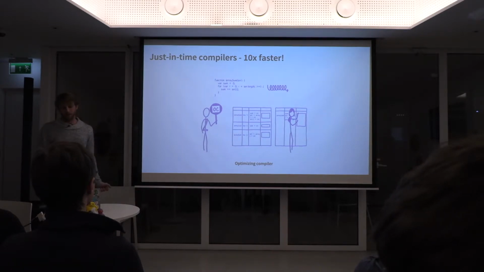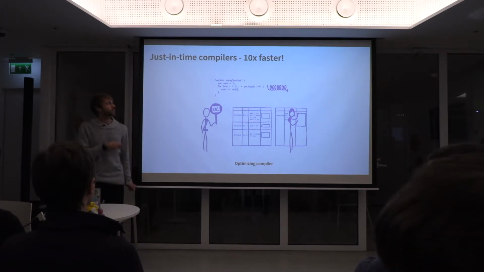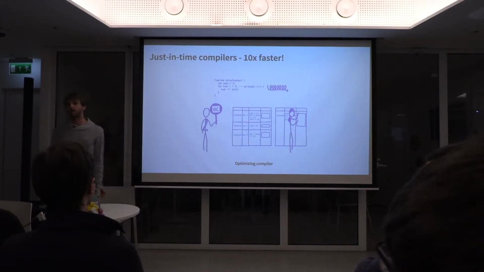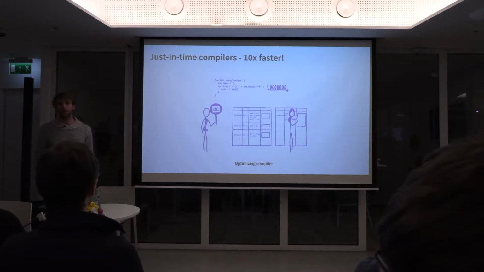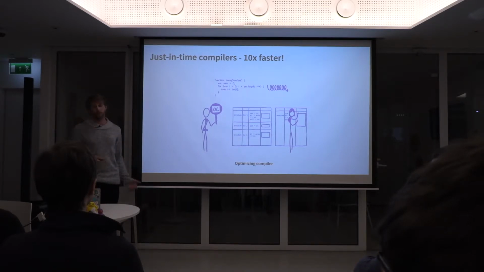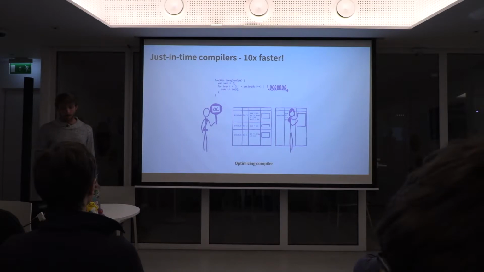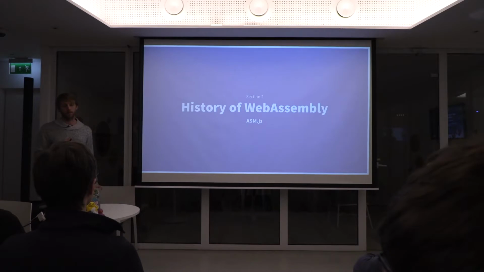And that can be frustrating because people want code to run fast. But the upside is that just-in-time compilers turn out to be 10 times faster on most average code that is not really abused towards the optimizing compiler. Then it's 10 times faster than just the interpreter, and that's a huge case for using them. And all of the major browsers use them.